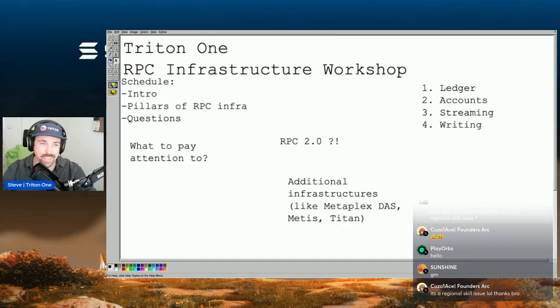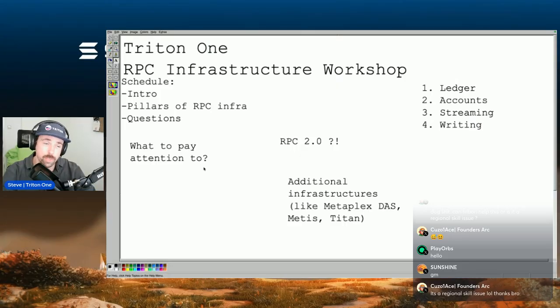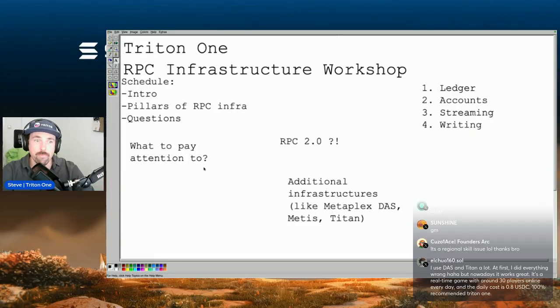We'll see. Yeah, I'm just going to go to this part, what to pay attention to. At Triton One, we really, really believe in open source software. Most of what we do is open source, which means that every provider you go to can run the software that we've built.